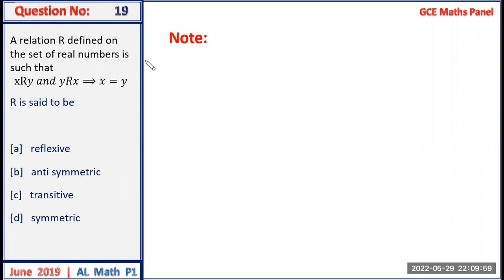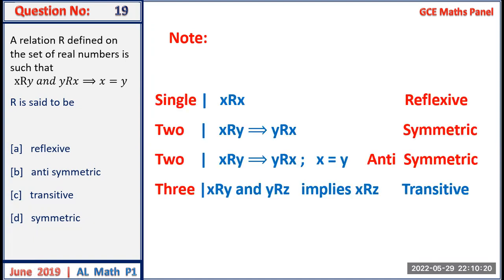Okay, question 19. A relation is defined on the set of real numbers such that x relates to y and y relates to x implies x equals y. So this relation is said to be what type of relation?